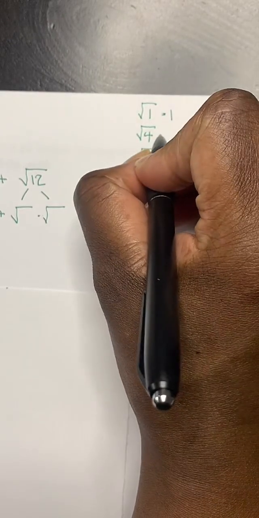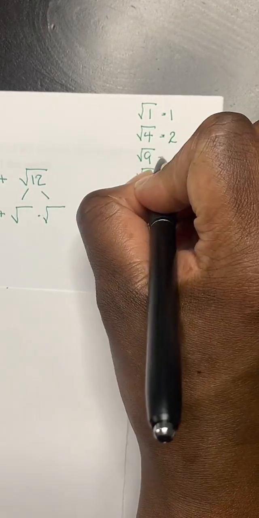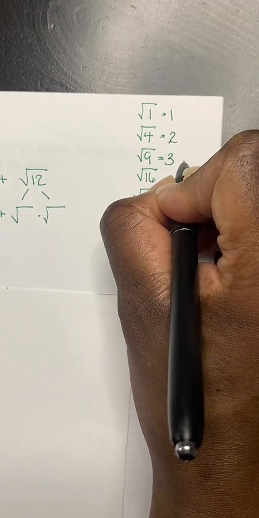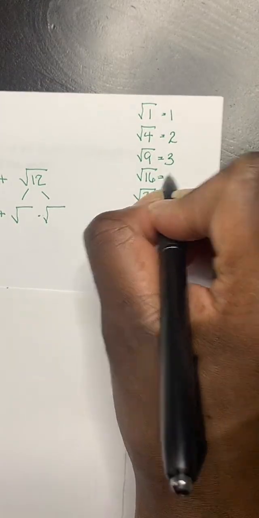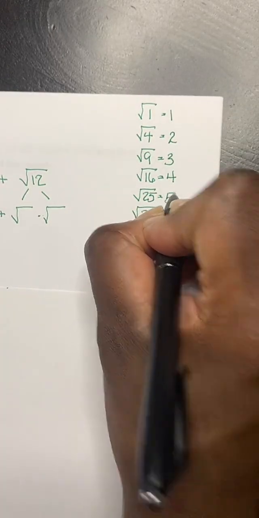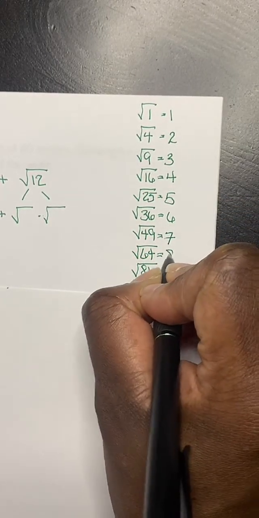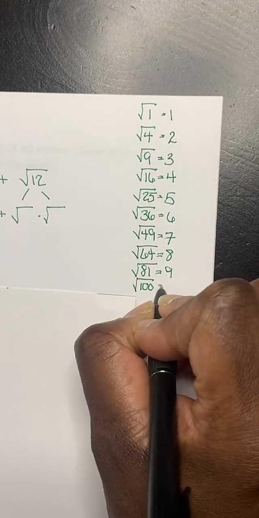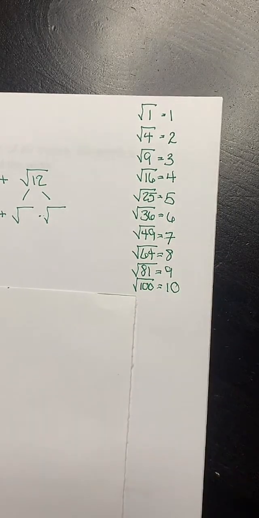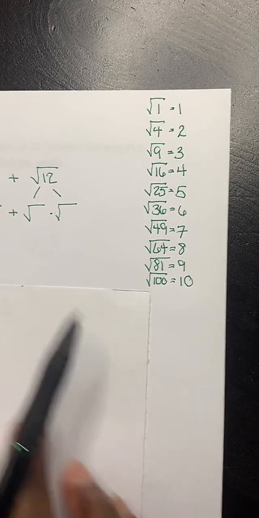So if I did the square root of 4, that's going to give me 2, because 2 times 2 gives me 4. Square root of 9 is going to be 3, because 3 times 3 gives me 9. Square root of 16 is 4, because 4 times 4 gives me 16. Same with 5, 6, 7, 8, 9, and 10. So we want to break these down.